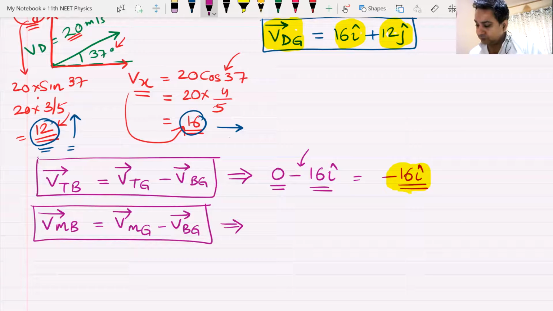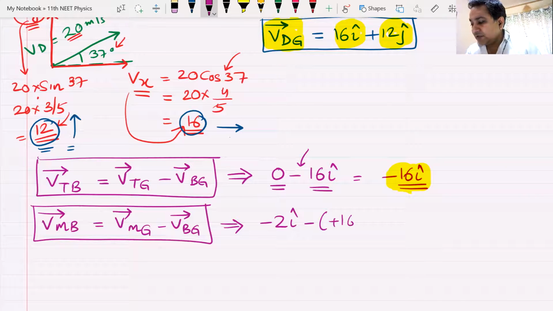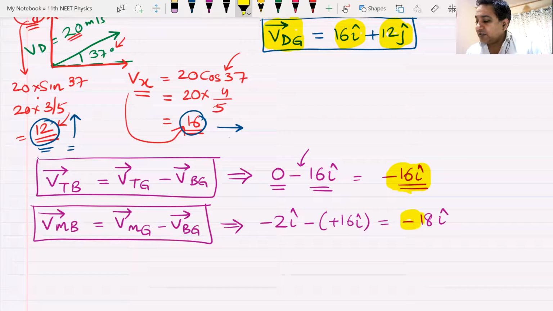So it's minus 2i minus of plus 16i. Minus 2i is the velocity of man with respect to ground. Plus 16i is the velocity of boy with respect to ground. Once we solve it, we get the value as minus 18i.